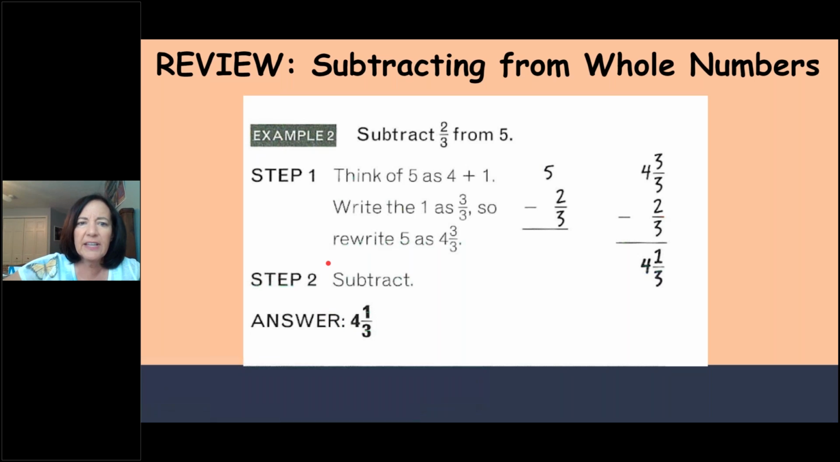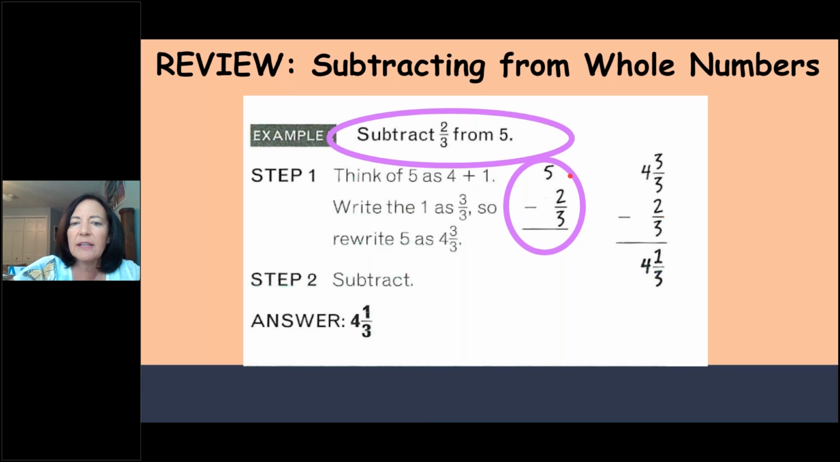So our problem said that we need to subtract 2/3 from 5. And the way we would write this problem is like this: 5 minus 2/3. And notice how they have the 5 a little bit to the left of where they wrote the 2/3. They did that to give us room, so we have all of our whole numbers lined up and all of our fractions lined up.